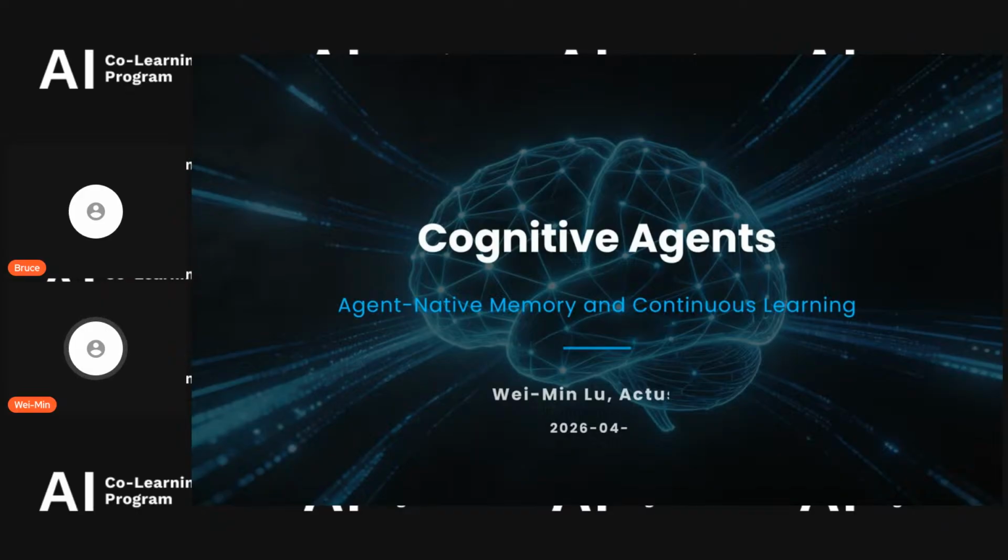First, I will briefly define the cognitive agent paradigm, and we focus on the core pillars. And then I will discuss the agent native memory architectures and also continuous learning, with a focus on reinforcement learning techniques. And finally, to bring things together, I will talk about harness engineering and how to develop a cognitive agent.